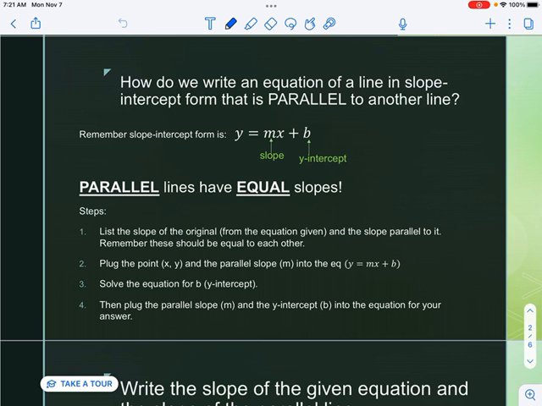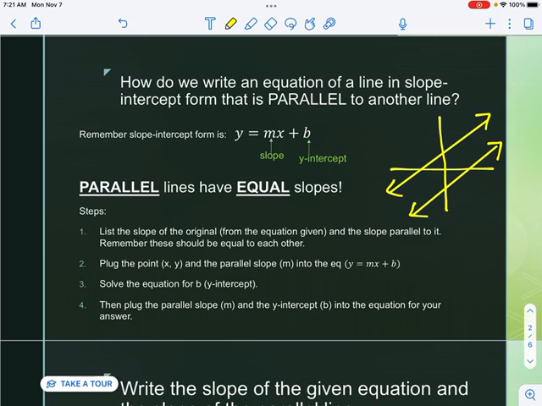So if we take just a quick look at parallel lines, for example, here's my graph. Parallel lines would look something like this. So here's one, here's the other. No matter how I extend those out, they would never intersect each other. That's what it means to be parallel.